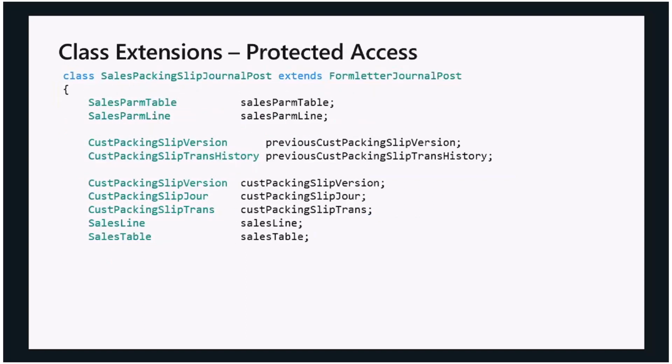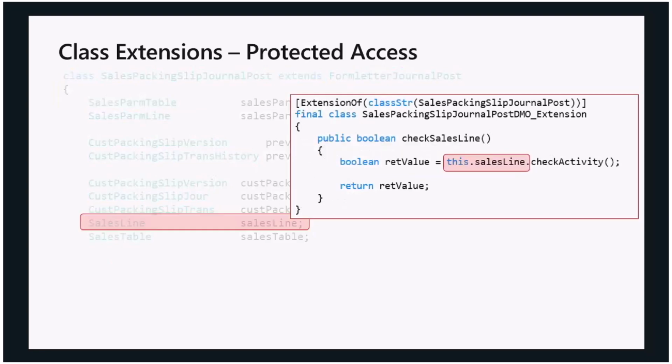A nice advantage that class extensions have is the ability to see protected members, both variables and methods. Now, private data is still hidden from extension classes, but extension classes now act like a derived class in that they have the same level of access to the protected state. So here we can see an extension class on the SalesPackingSlipJournalPost class, which has the salesLine as a protected member variable. Thus, in my extension class, I have access to this member variable and can write code to access it.